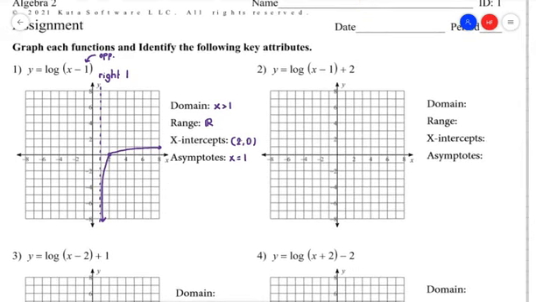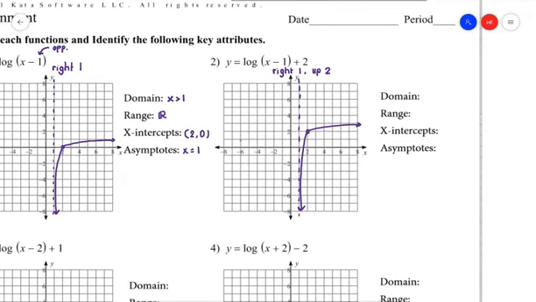Now, number 2, we have something going on the inside and on the outside. So we're going to move to the right 1, and we're going to move up 2. So our parent function starts at (1, 0). We're going to move to the right 1 and up 2. My asymptote moves to the right 1. Domain, x is greater than 1. Range, all real numbers.